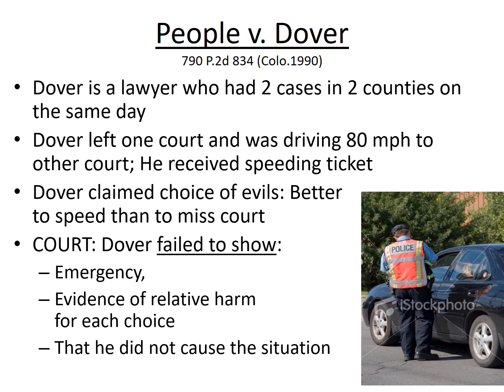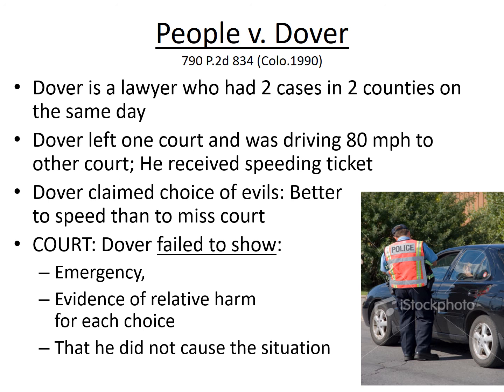You failed to show, first of all, there was an emergency. That would be the imminent harm. Secondly, you failed to show evidence of a relative harm for each choice. So he didn't give any evidence on the record for the court that one choice was better or worse than the other. And thirdly, he didn't show that he didn't cause the situation.